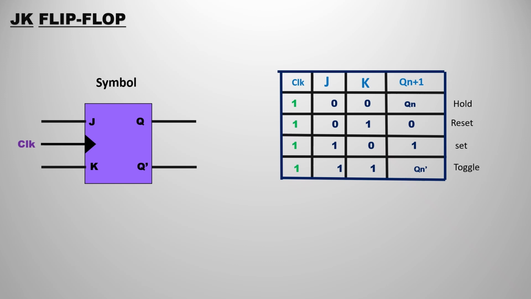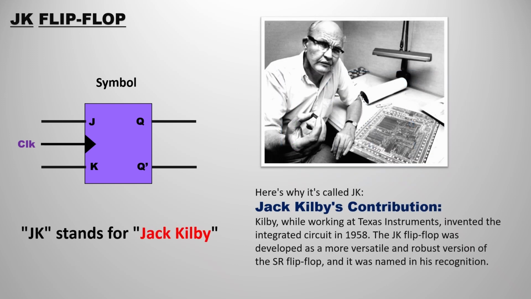A very important thing: JK here is the scientist's name, not any other name. JK stands for Jack Kilby, and this is the scientist's image you can see there. He worked at Texas Instruments and invented the circuit in 1958. The JK flip-flop was developed as a versatile and robust version of the SR flip-flop. After the SR flip-flop, the JK flip-flop evolved to remove the last condition, the forbidden state, so we get Q bar in the 1 1 condition. In his recognition, the JK flip-flop was named after him.